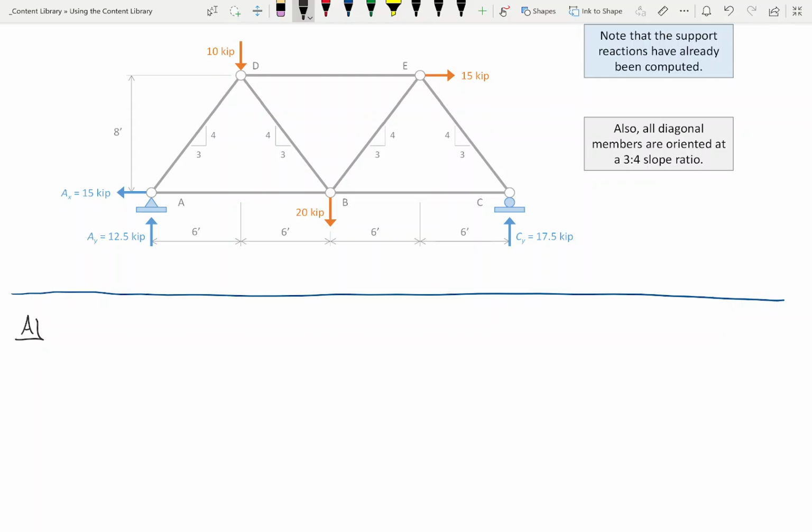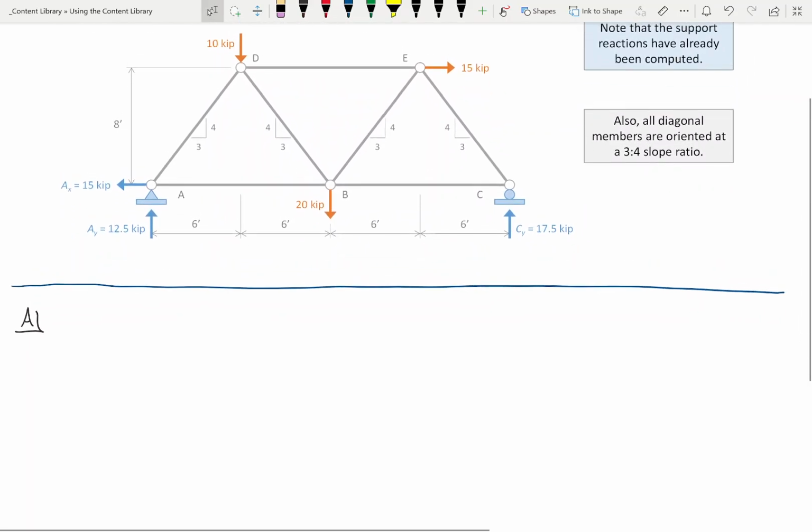The first thing that I do is I draw the members framing through joint A. The members that go through joint A are this diagonal and this diagonal. In other words, this is joint A, and there are two members going through it, this one and this one. Everybody with me on that? The next thing that I will do is write down any slope ratios for any diagonal members that I know.